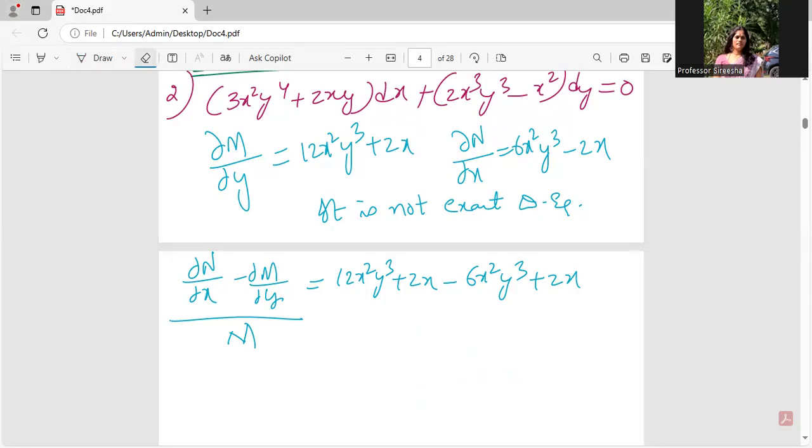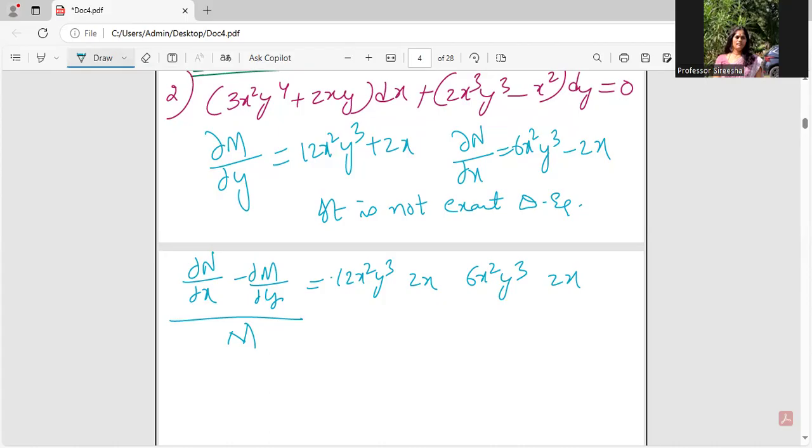This is my M. It should have a negative sign, so this goes off. This also goes off. Let me rewrite once again. ∂M/∂y will have a negative sign. This also has a negative sign. This also has a negative sign. And then ∂N/∂x will have a positive sign. So plus 6x²y³ plus 2x. Now both of them get cancelled off. This value I know. What's M?